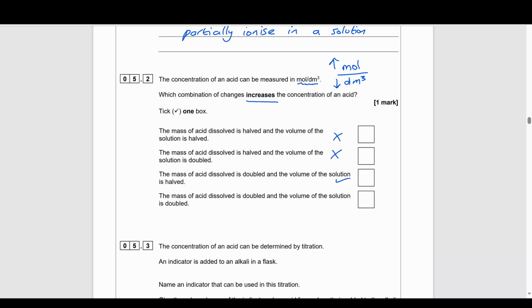But let's just check our final one to see if that is true. The mass of acid dissolved is doubled, and the volume of the solution is doubled. So the volume is doubled this time. Concentration is not going to increase because we're increasing the volume that this acid is going to be dissolved in, so it's not going to increase the concentration. So our third option is definitely correct.